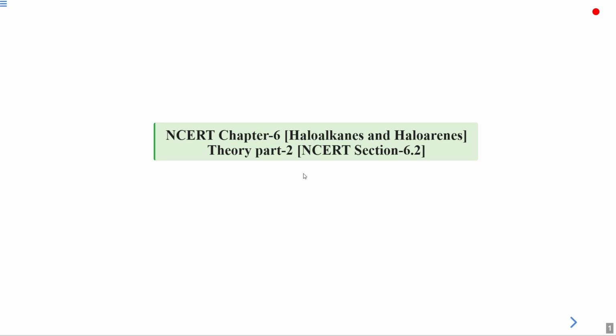Today, as you all know, we are going to cover the theory part 2 of haloalkanes and haloarenes. We have already covered some introduction and the classification part in our first chapter. So let's begin. Today's topic is NCERT chapter 6, haloalkanes and haloarenes, theory part 2, in which we are primarily covering NCERT section 6.2.